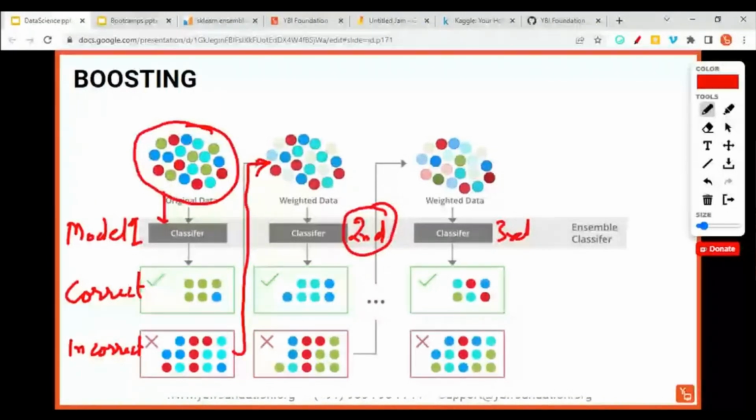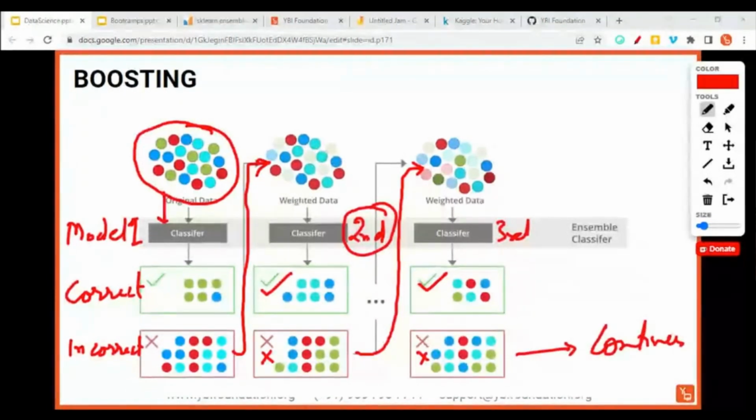Then the second model also makes some correct and some wrong predictions. The third model focuses on the incorrect predictions of the previous model, meaning the second model, and it also makes some correct and some wrong predictions. And this will continue. So this is called a boosting technique.